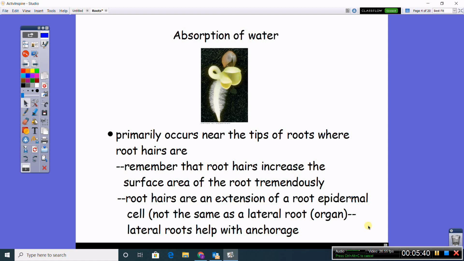Root hairs are an extension of an epidermal root cell, or a root epidermal cell. They are not a lateral root. Lateral roots come from a different layer. They don't come from the epidermis. So as we get a little further into notes today, you'll see that. All right, let's keep moving.